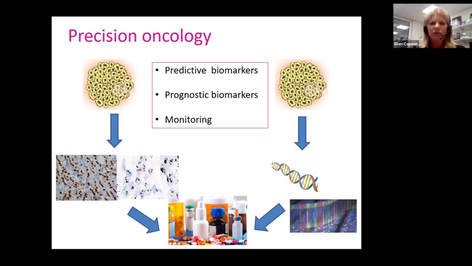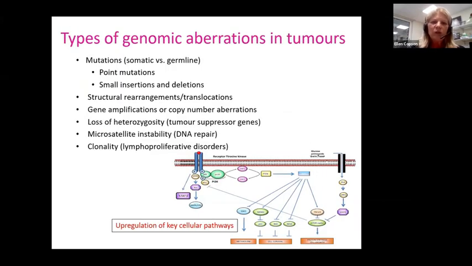We know that there are lots of different types of genomic aberrations that we see in tumours, as well as point mutations and small insertions and deletions. We can see much more extensive changes, so structural rearrangements. And the key thing about the driver genomic changes we see in cancer cells is that they tend to upset the really key biological pathways that are involved in cell proliferation, survival and metastatic spread.